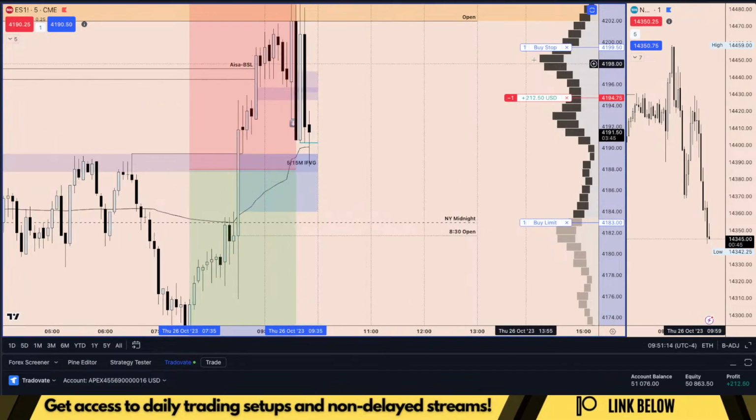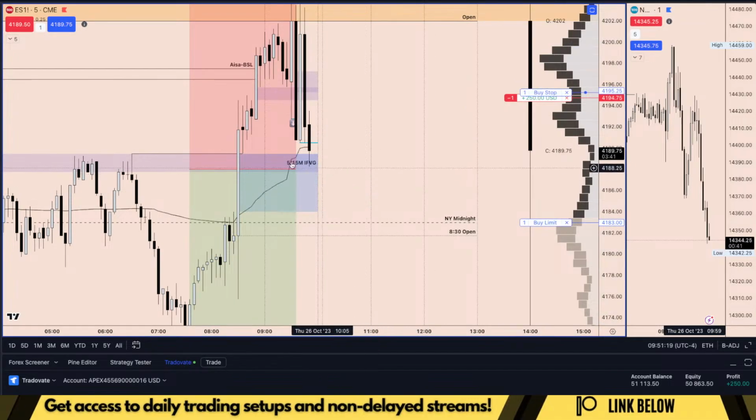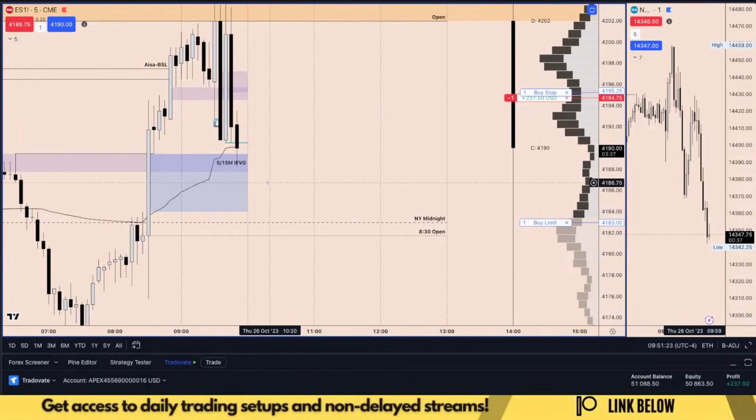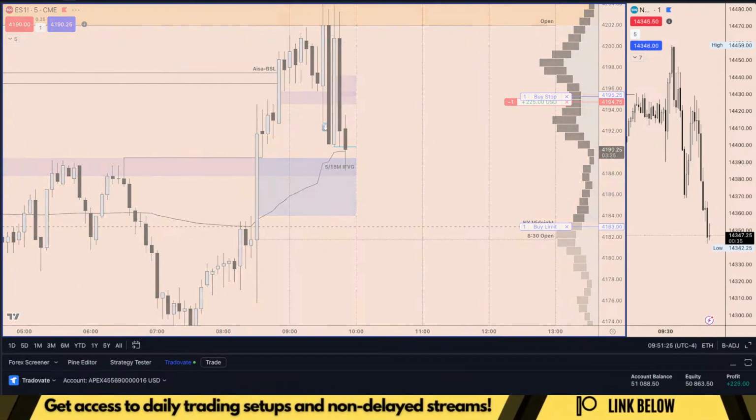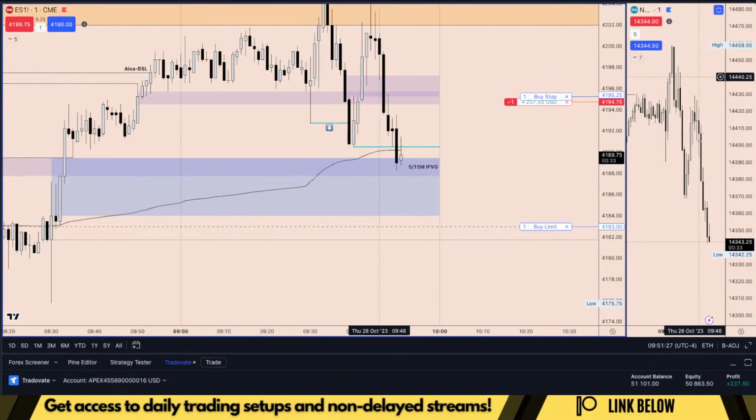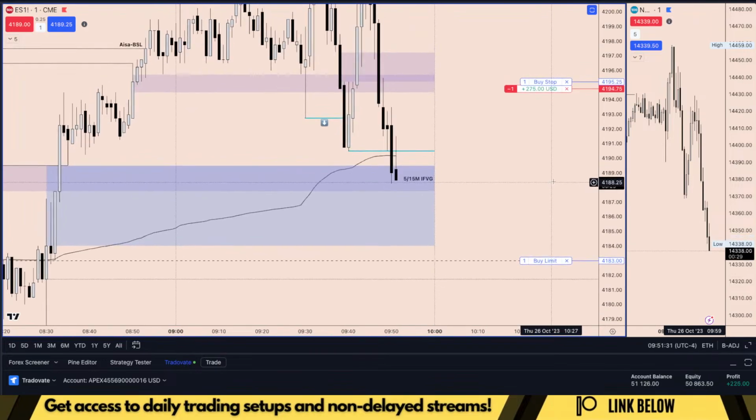Jump to a higher time frame. I'm going to move my stop close to break even just to be safe, because we're in the 830 bullish inefficiency now on the 5 minute. We want to keep a close eye on that. Target for now is the midnight level.